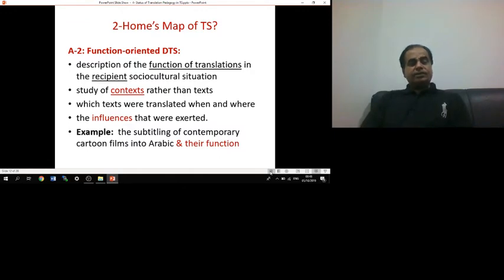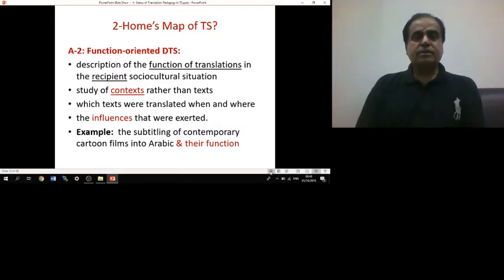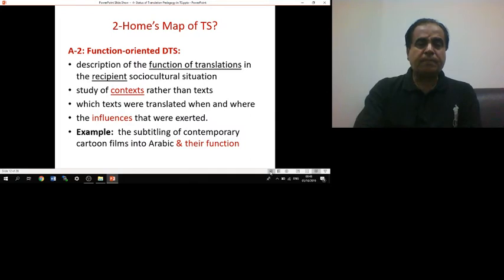Which texts were translated when and where, and the influences that were exerted. For example, the subtitling of contemporary cartoon films into Arabic and their function, meaning their influence on the minds of the kids. I have given, I think, a couple of other examples related to Quran translation.